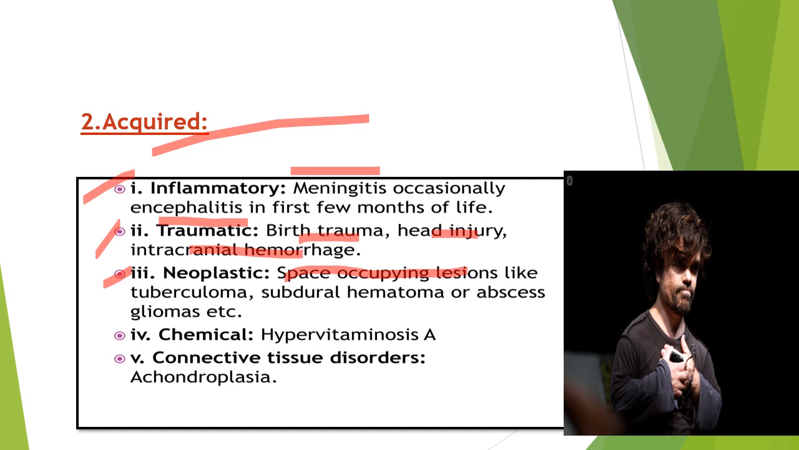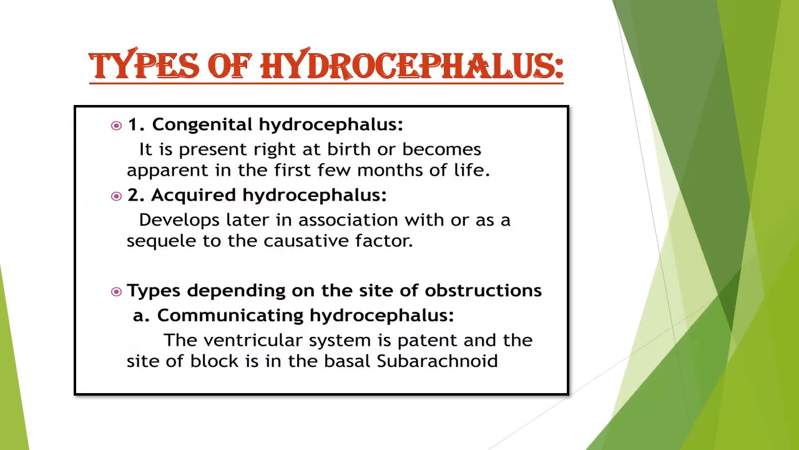Next one is chemical, such as hypervitaminosis A. Then next one is connective tissue disorder such as achondroplasia. Achondroplasia, see, this is a picture, is somewhat like dwarfism. There is improper protein development or management in the body, and it will affect brain development. That will cause dwarfism. That is achondroplasia.